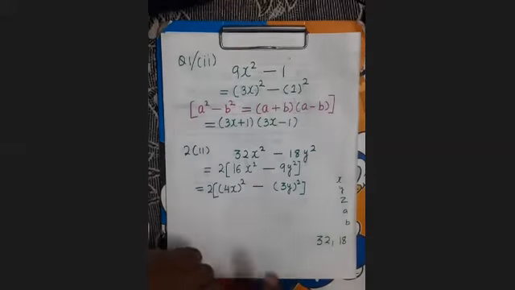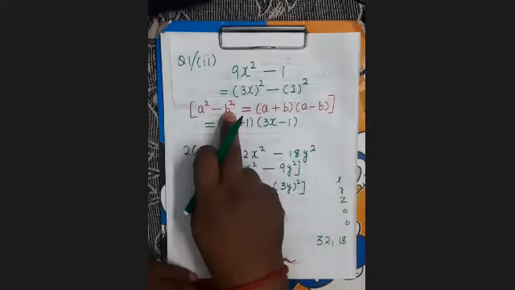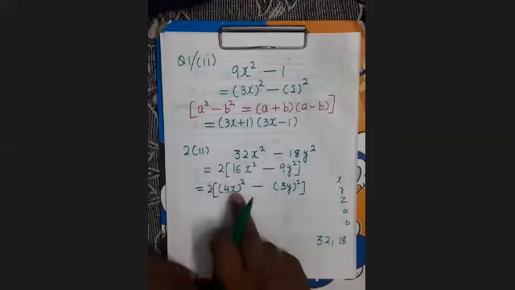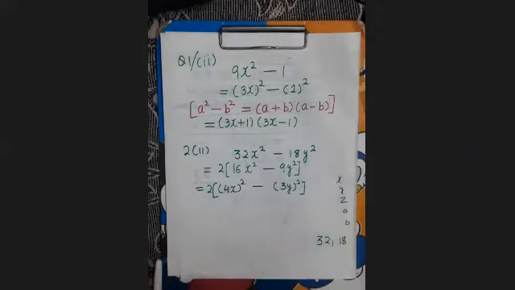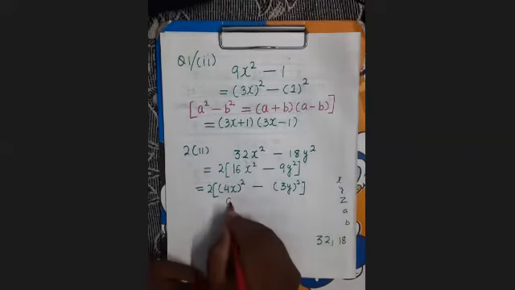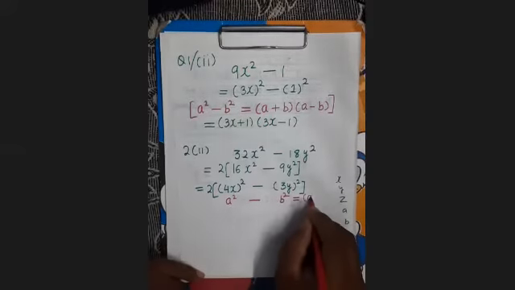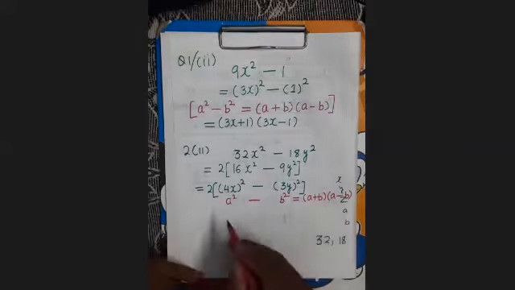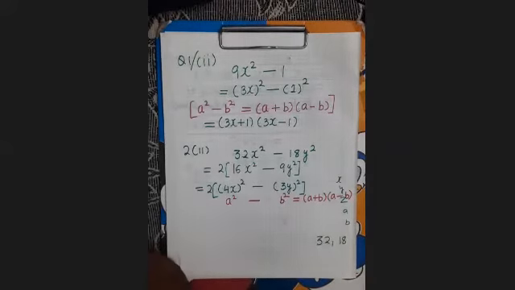Now if you compare this with this, what will you get in place of a? 4x. Look again, you have to compare this with this, so what is coming in place of a? Tell me. In place of a there is 4x and in place of b there is 3y.